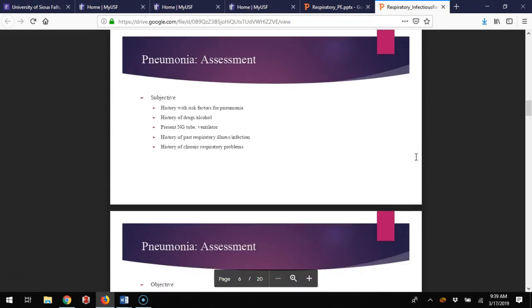So assessments, what does this look like? So subjectively, patients will have some shortness of breath and difficulty in breathing. We can look for a history of risk factors. So risk factors for pneumonia would be other infections, like we said, influenza can lead into this, or other viral infections can then subsequently turn into a pneumonia with secondary bacterial infections. We can talk about using drugs and alcohol and smoking. We can talk about having ventilator tubes. We can talk about chronic respiratory problems. CF is a big thing.